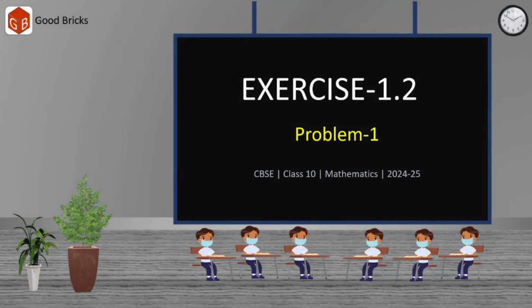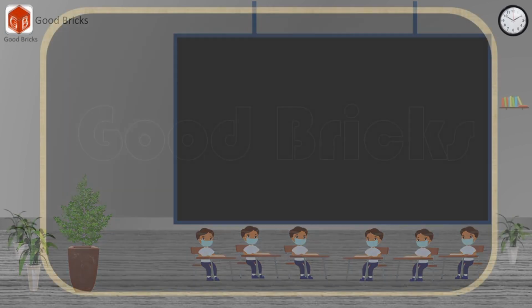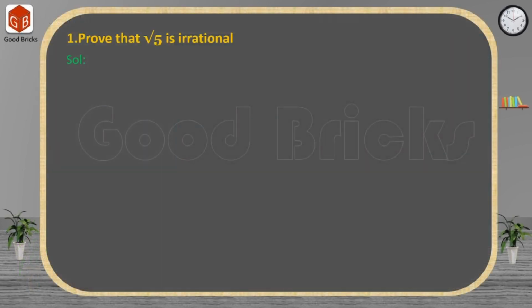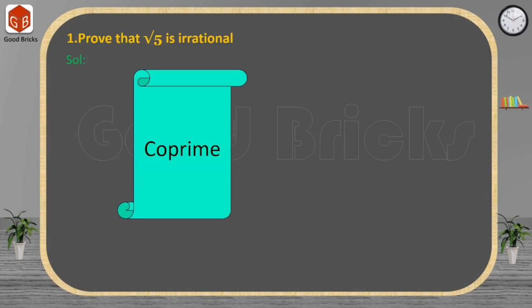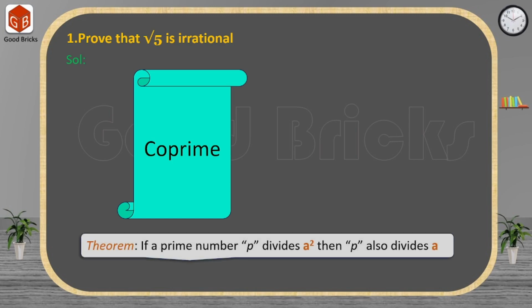Let us now discuss problem 1 of this exercise 1.2. But before proceeding further, I request you to watch the introduction video which we have done on this exercise. The required knowledge to solve this problem is you should know about co-prime numbers and you should also know about this theorem. These are the things which we have already discussed in the introduction video of this exercise 1.2. Now we are going to prove this root 5 is an irrational number with the help of this basic knowledge.